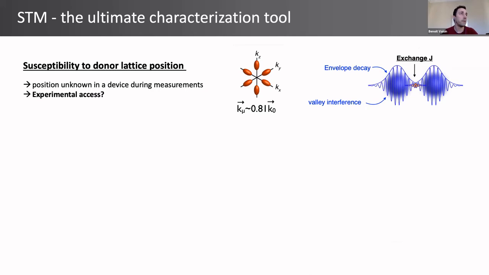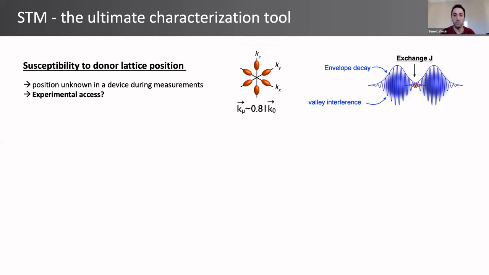I want to briefly talk about the susceptibility to internal lattice position for a single dopant. That's the idea that, because of this valley degree of freedom, the exchange between two dopants can interfere as a function of the lattice position between the two dopants, and this interference condition is extremely sensitive to the precise dopant position. So if you move one of the atoms to the next site over, you can have a drastic change in the exchange coupling between the two atoms.